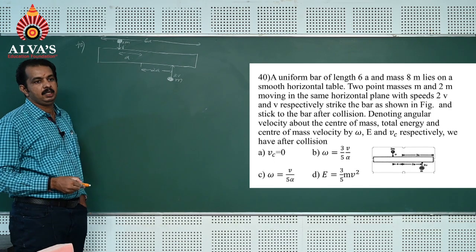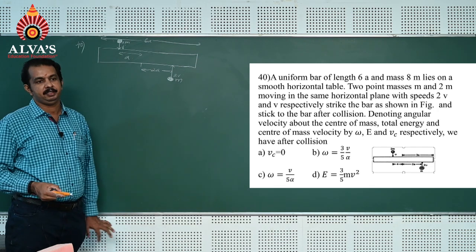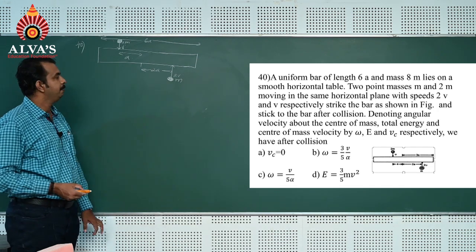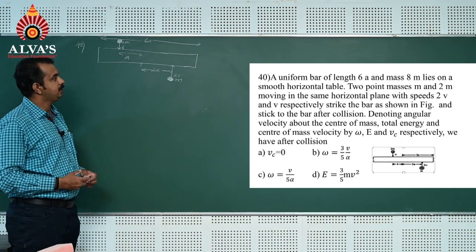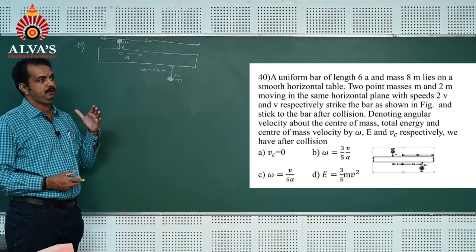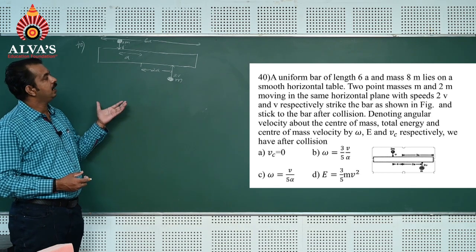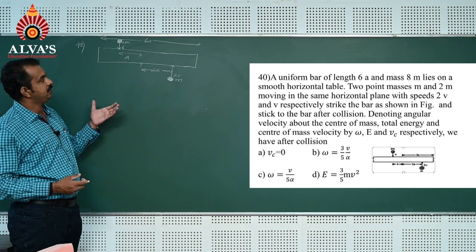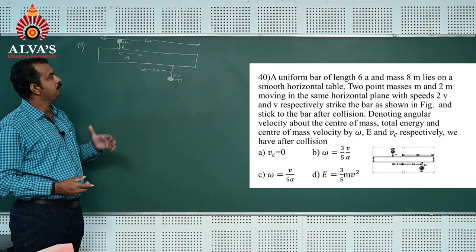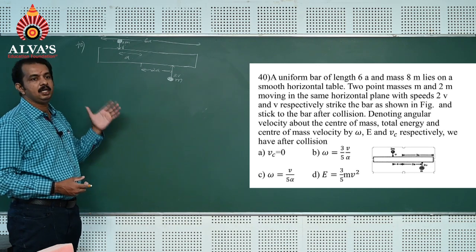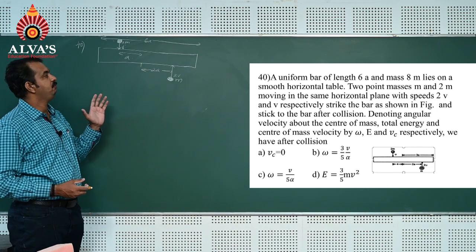Definitely, the center of mass of the system is not equal to 0, because the center is not fixed. So option A is a wrong option. Then we can see which of the options are correct. To know this, we can divide this problem into two parts: before striking the masses to the uniform bar and after striking. And you know that angular momentum before and after is the same. That concept we can use here.